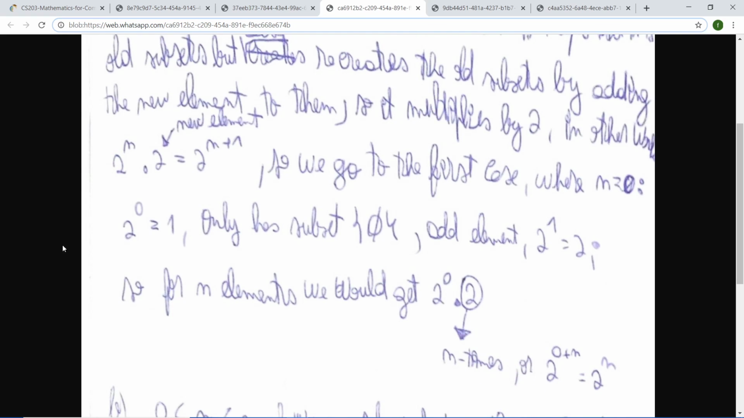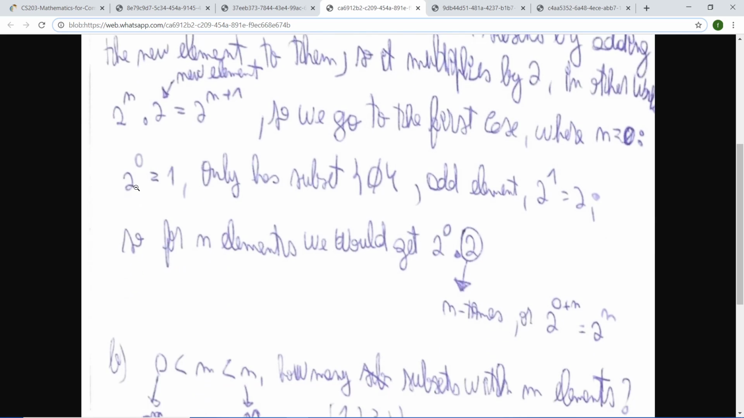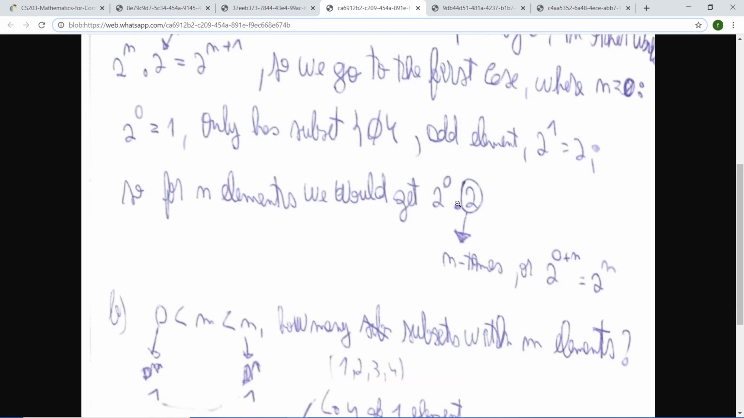So I started with n equals 0 would be 2 elevated to 0 equals 1, the initial case, and whenever I add an element it would be times 2. So I got to this expression, 2 to the 0 times 2, but this times 2 has to be done n times. So we get 2 elevated to 0 plus n, which equals 2 elevated to n.